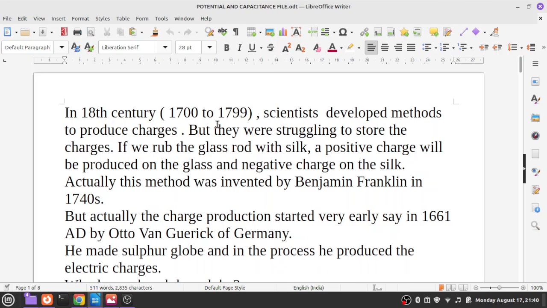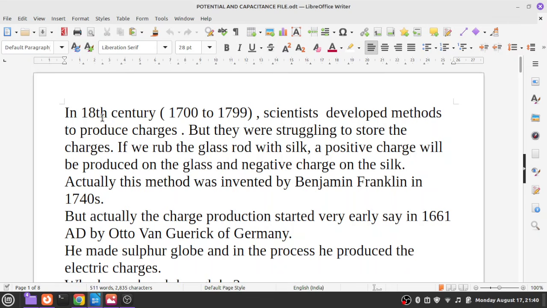You know very well that negative charge means electrons. Positive charge means atoms which lost electrons. The atoms that are going to lose electrons are going to become positive ions. Those positive ions are nothing but positive charges.